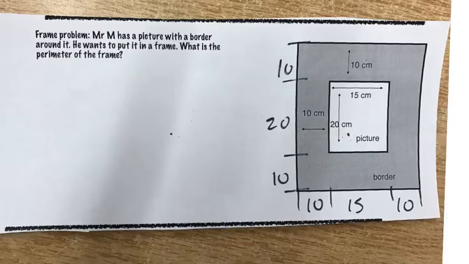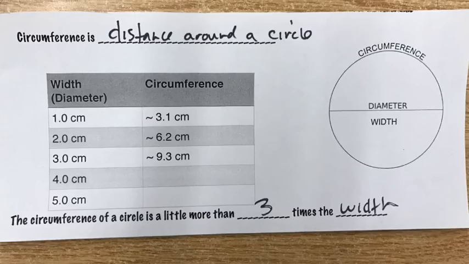Now you can do the same for the bottom as well. Once you know the perimeter of the sides, you can calculate what the perimeter is of the whole picture, including the border. In this chapter, they introduce just a little bit of the circumference of a circle.